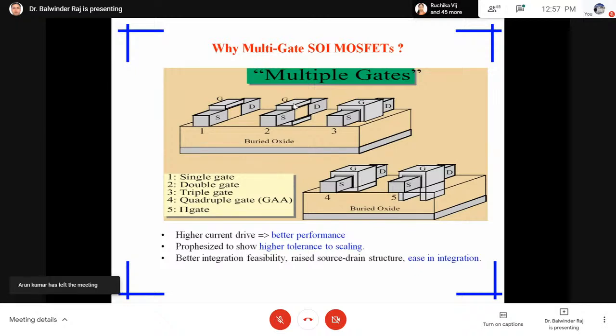These types of SOI technology have better performance. They also have high tolerance to scaling, and they are easy to integrate. From the circuit design point of view, the interconnection of these devices needs to be as simple as possible, so that their wiring delay or propagation delay can be controlled from the logical design point of view.